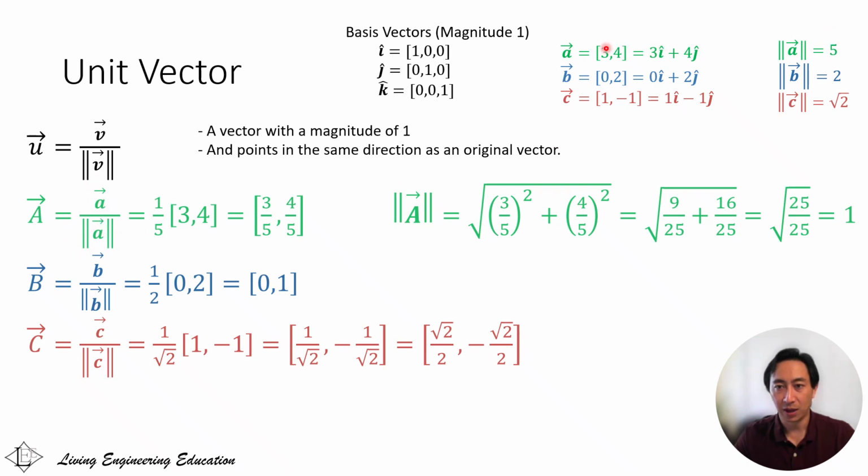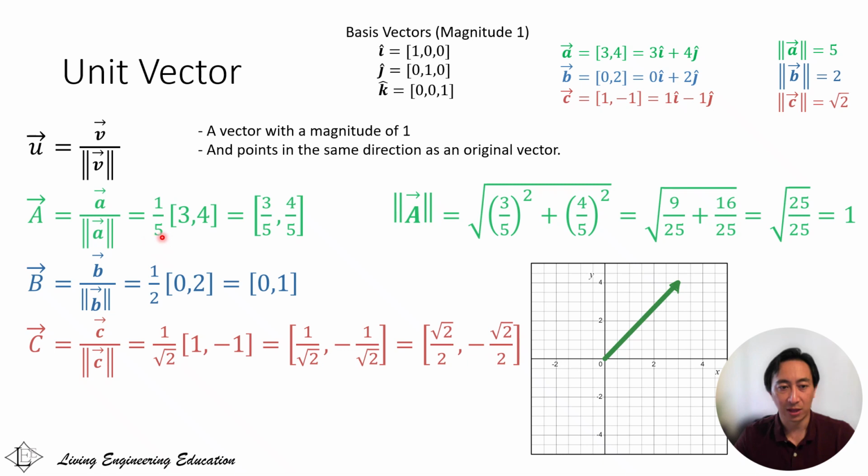So for A, I have 3, 4, and I want to divide this by my magnitude, which is 5, so times 1/5. I take the first, the x component, 3, and divide by 5, so 3/5. The y component, 4, divided by 5, so 4/5. It's literally that straightforward, right? To prove that you get a magnitude of 1, we take the magnitude of this unit vector: the square root of 3/5 squared plus 4/5 squared, just like we did in the previous slide.